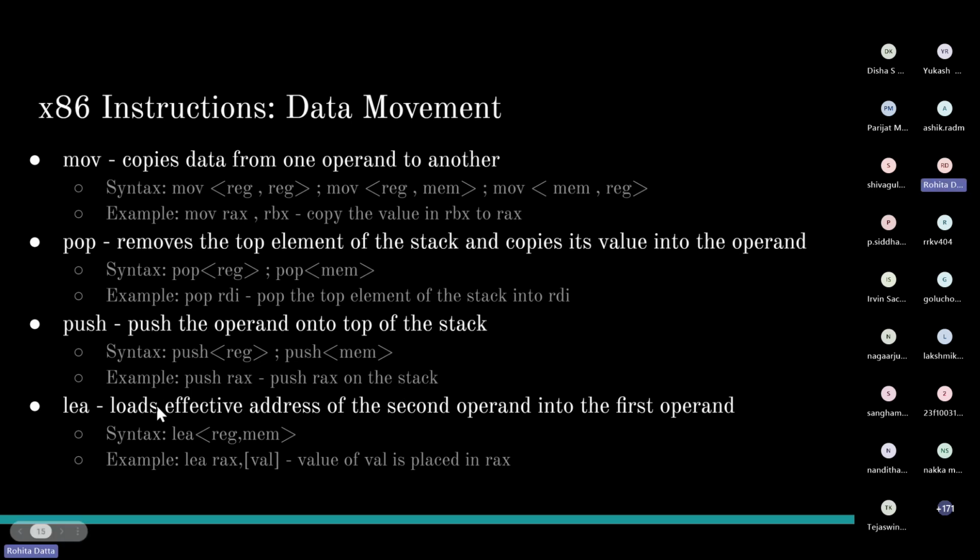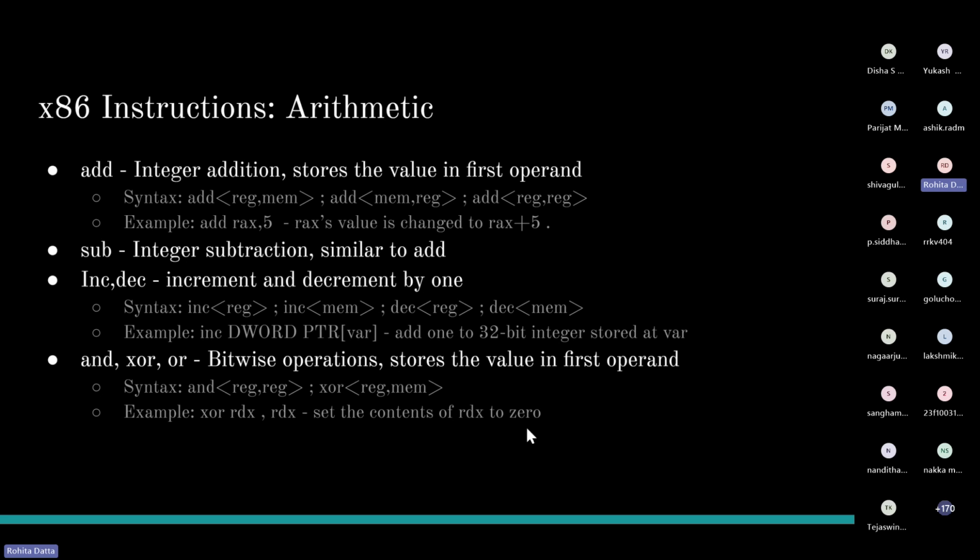Next up, we have load effective address. It basically takes the address of the second argument and stores it in the first operand. So again here, lea rax, val is going to take the address of val and place it in rax. Don't be too overwhelmed if you don't understand exactly what these instructions are. Once we move on to the actual visual image of how a stack works, this will make a lot more sense.